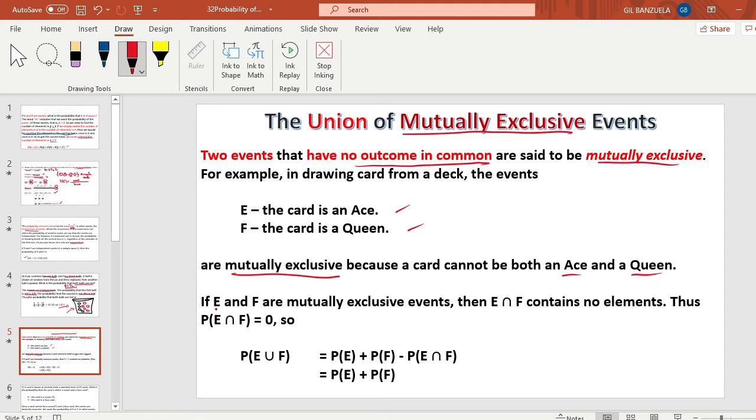So if certain events E and F are mutually exclusive events, then the intersection between E and F contains no element. Take note, the intersection between these two events has no element. Thus the probability of the intersection between these two events is equal to 0. Therefore, the probability of E union F is equal to the probability of E plus the probability of F, because the probability of the intersection between these two events is 0. So we're going to use this one.